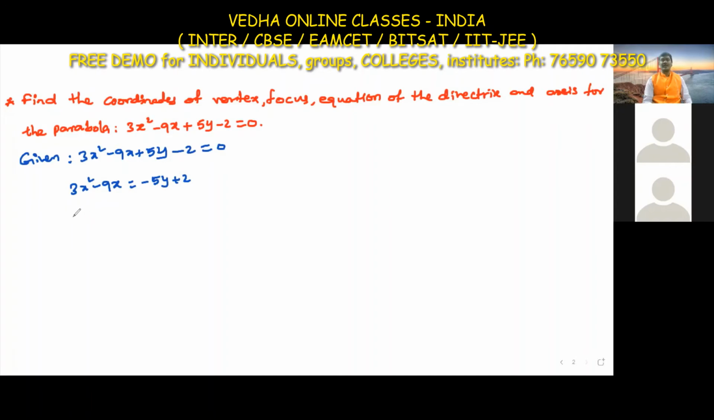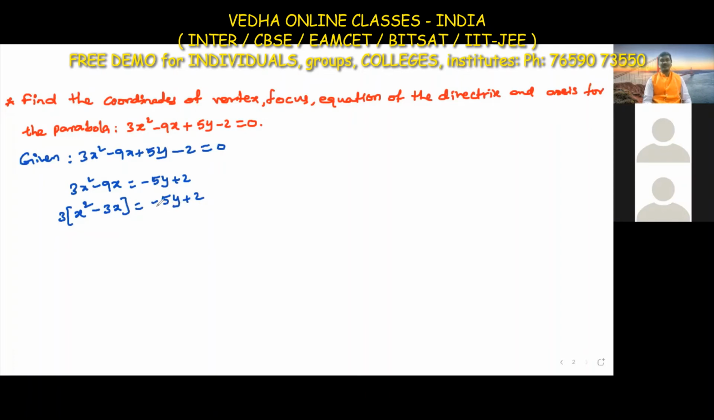Now take 3 common. Why? Because we always want the x square coefficient or y coefficient to be equal to 1. So I am taking 3 common. Then 3 into x square minus 3x, since 3 into 3 is 9, is equal to minus 5y plus 2.